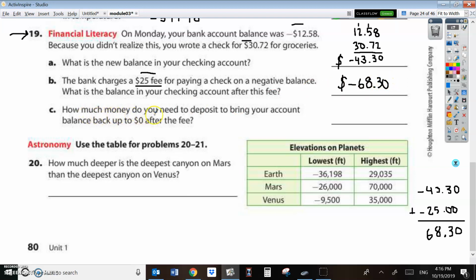How much do you need to deposit in your account to bring the balance back up to 0? So just do the additive inverse, or the opposite of that.